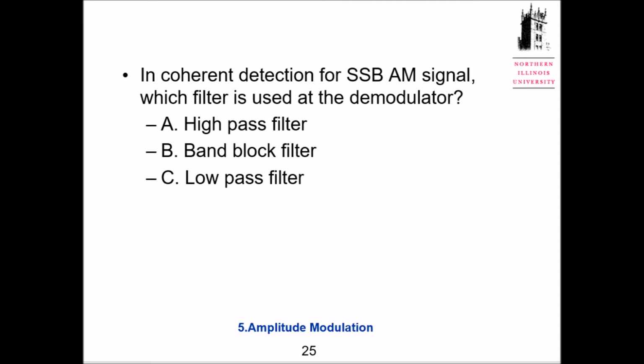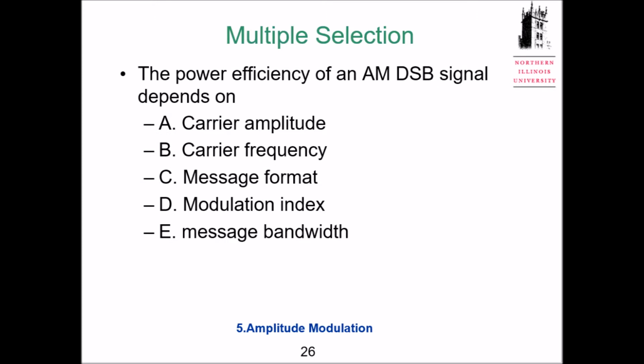Okay, here, coherent detection or synchronized demodulator of a single sideband AM signal. Which filter is used in your demodulator? High pass, band pass, or low pass? If you go back to the table, we have a mixer, then a low pass filter. Yeah, low pass filter. So the answer is still C.